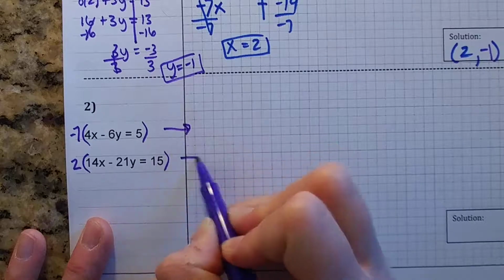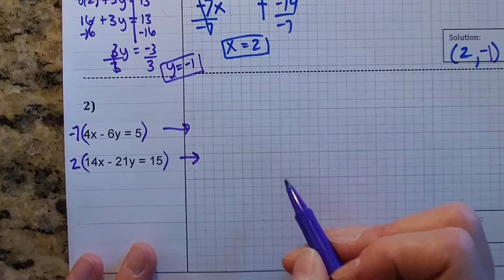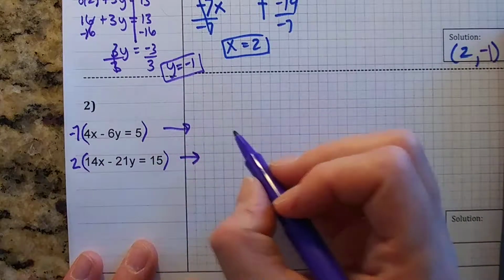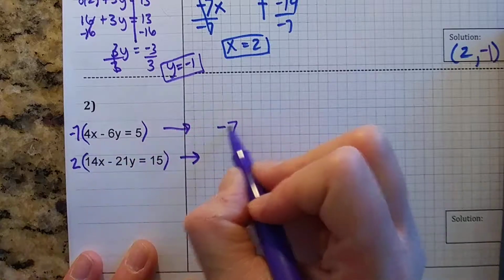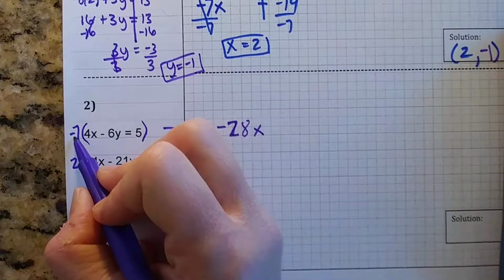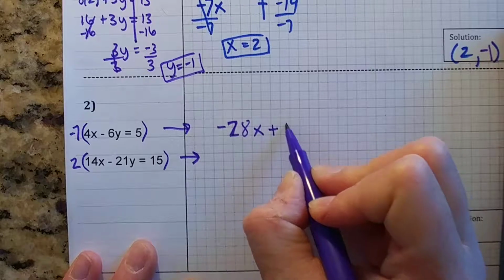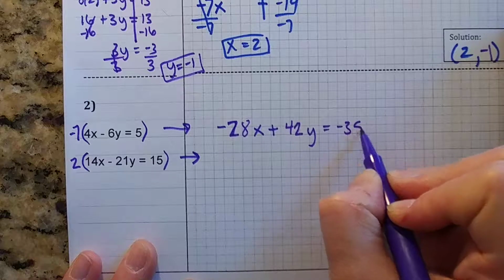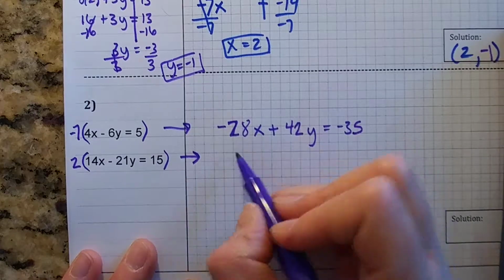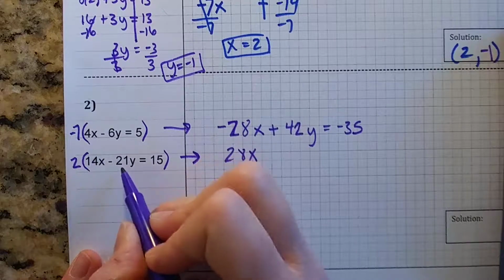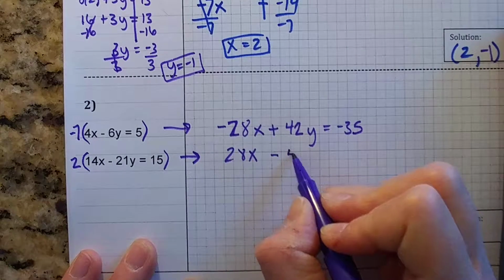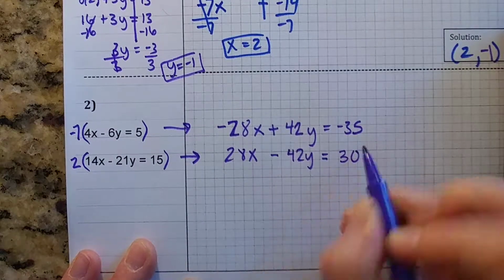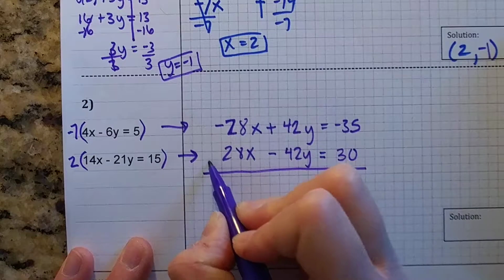Now let's just copy the equations over here in our workspace. So everything on the top equation is just going to be multiplied by negative 7. That's negative 28, negative 7 and negative 6 plus 42, negative 7 times 5. Now the bottom equation, we're doubling everything. 2, negative 21, negative 42y, and 2 and 15 make 30. Okay, now we are ready to add them together.